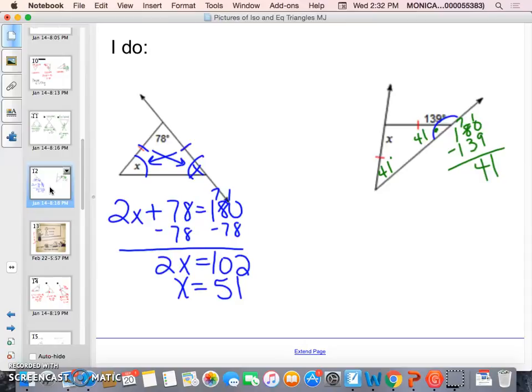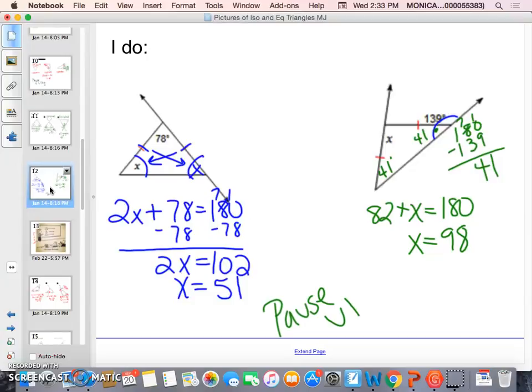So now I got to set up my equation. 41 plus 41 is 82 plus x equals 180. So when I subtract out that 82, I get x equals 98. So again, at this point, you're going to pause for your You Try. If you have any questions, raise your hand.